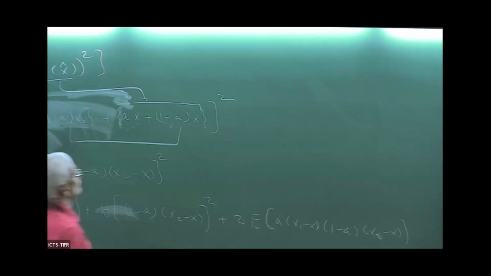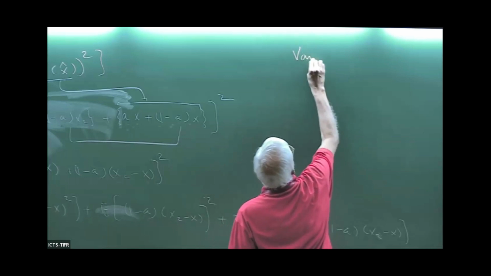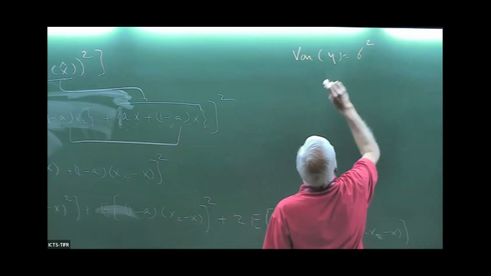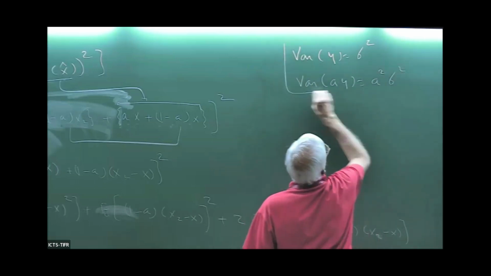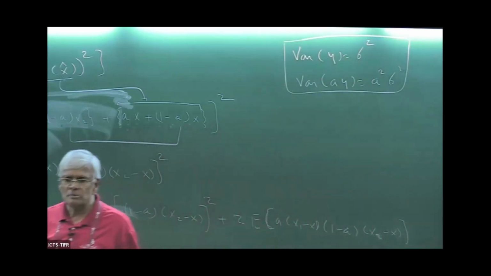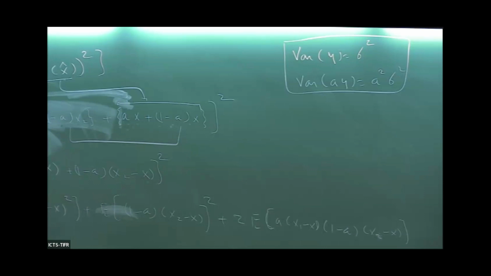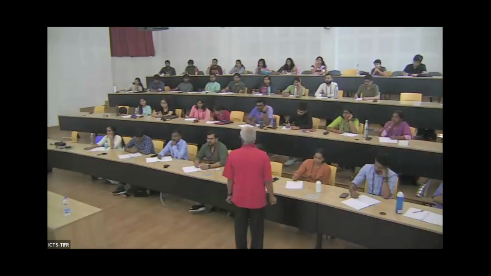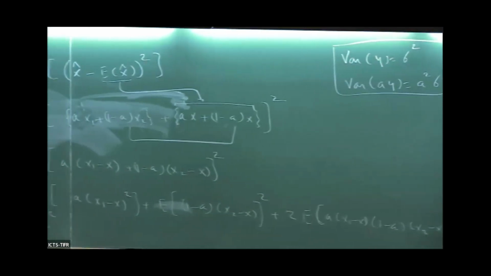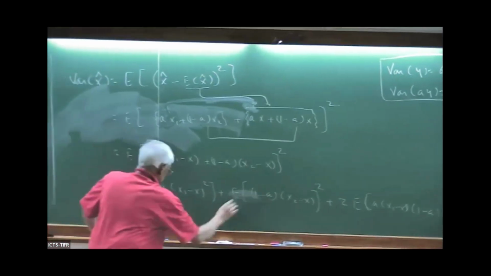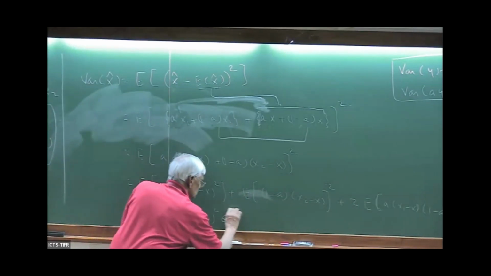You should know your rule from probability theory. If the variance of y is equal to sigma square, variance of a times y is equal to a square sigma square. If you multiply a random variable by a constant, the variance gets multiplied by the square of the constant. How many of you knew this? That's right. Therefore, this term is a square times E of x1 minus x whole square. E of x1 minus x whole square is what? Sigma 1 square. And this is 1 minus a whole square, sigma 2 square.